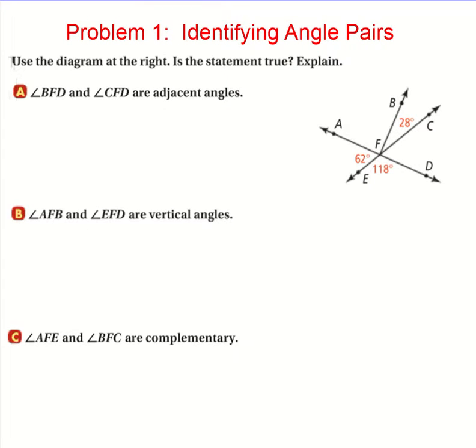Alright, so here we have some statements. We're going to use the diagram to the right to decide if these statements are true or not. So we have angle BFD, that's right here, and we have angle CFD. That's going to be right here. And we need to decide if these 2 are adjacent angles. Well, first off, do they share a common vertex? Yep, right here. Second off, do they share a common side? They do, but it's down here. And so because they share this common space in here, they are not adjacent angles. They would have to not have a common interior that they're sharing. So we would say no.